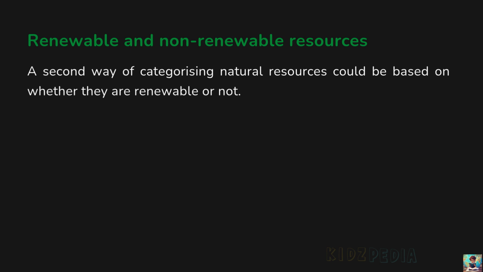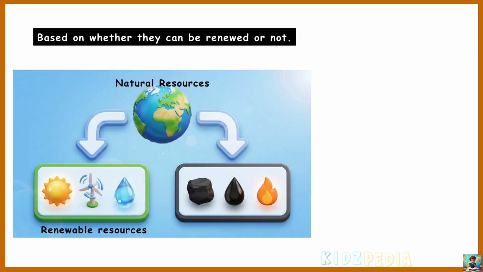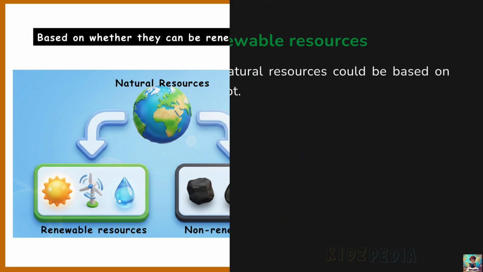Renewable and non-renewable resources. A second way of categorizing natural resources could be based on whether they are renewable or not. So another way to classify natural resources is based on whether they can be renewed or not. Renewable resources are resources that can be replaced naturally over time. Example, sunlight, wind, water, etc. Non-renewable resources are resources that are limited and take millions of years to form. Examples, coal, petroleum, natural gas. So, renewable resources can be used again and again, but non-renewable resources can get exhausted.